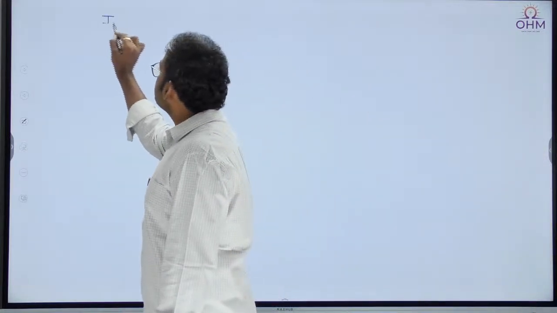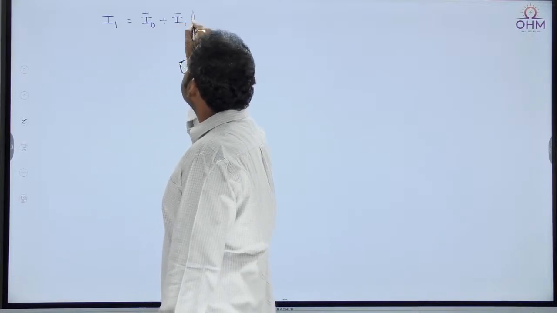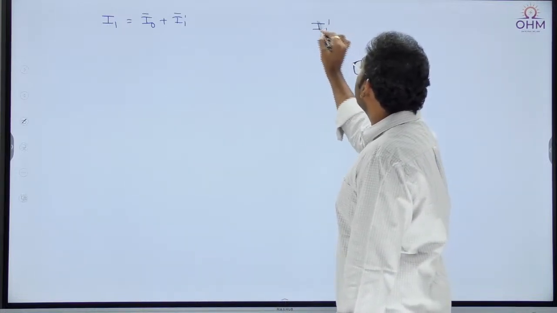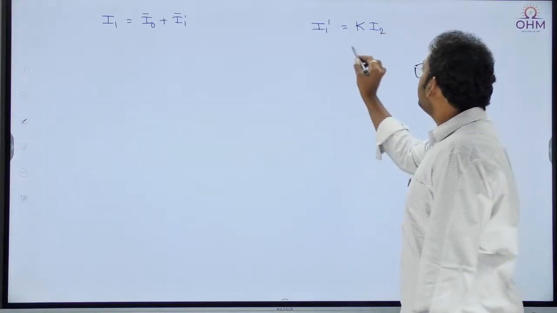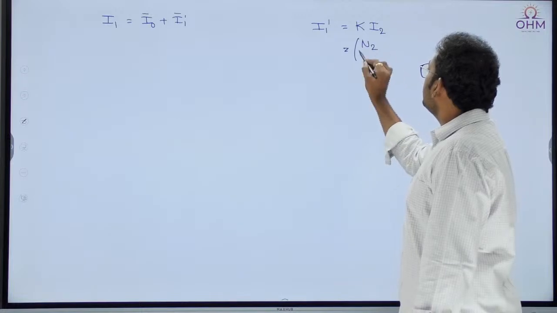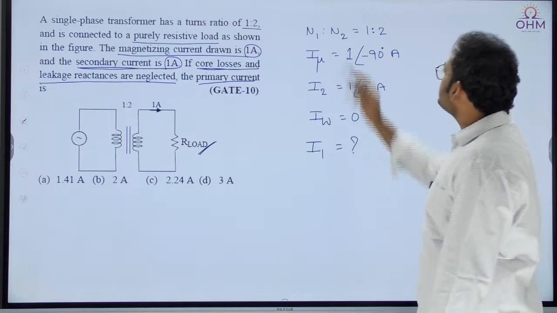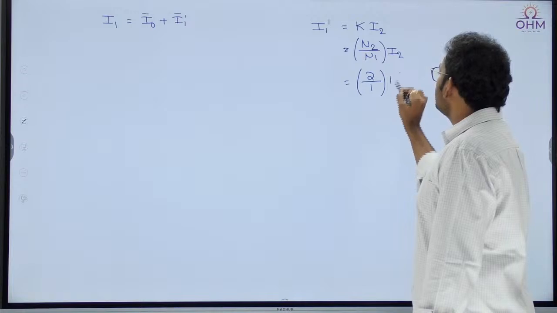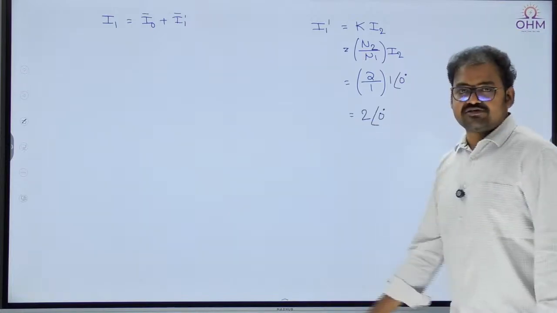So tell me, in a transformer, what is the total primary current I1 is equal to? Can I say I1 is equal to I0 plus I1 dash? So first let me calculate I1 dash. What is the formula for I1 dash? I1 dash is equal to K times I2, where K is equal to N2 by N1. So according to the given question, N2 by N1 means 2 by 1 into I2 was 1 at an angle 0. Therefore, I1 dash is 2 at an angle 0.